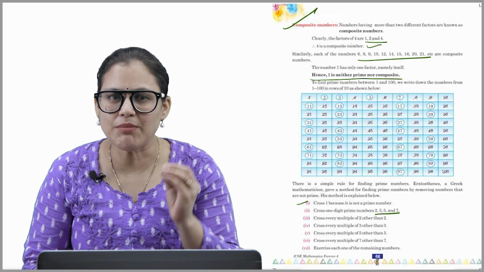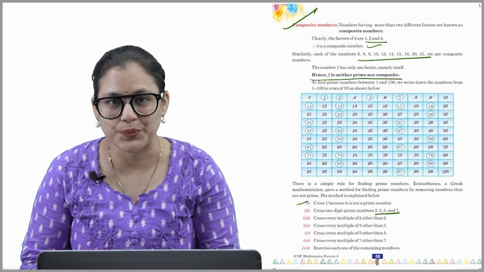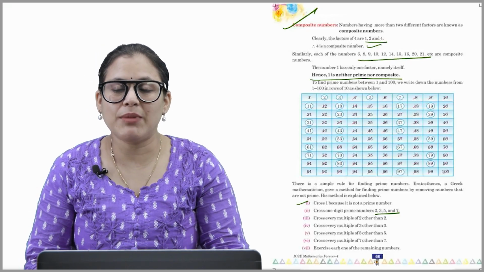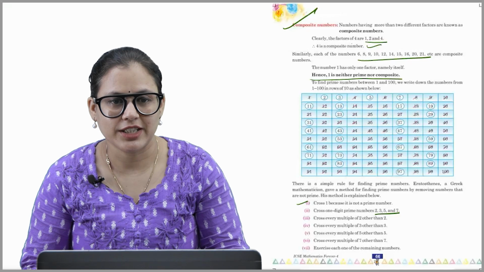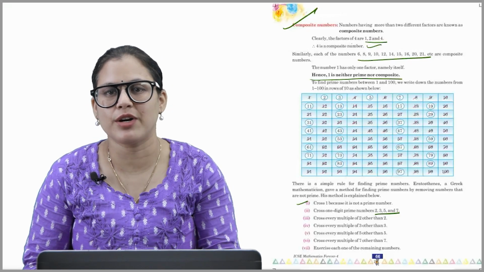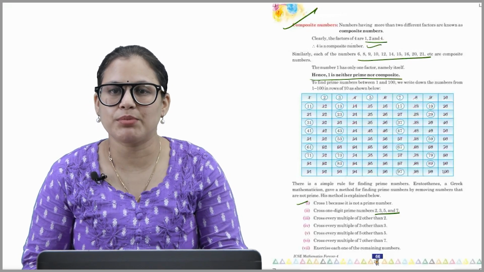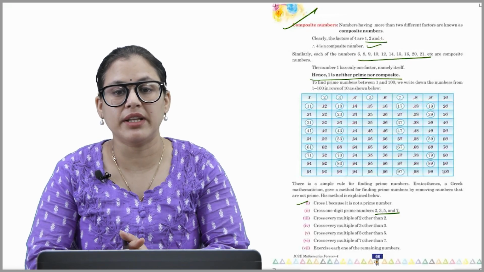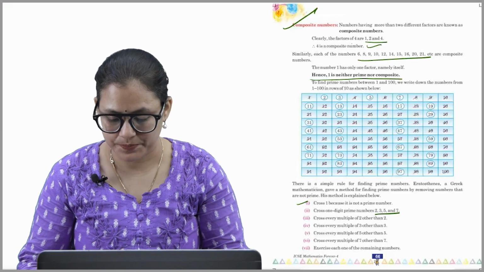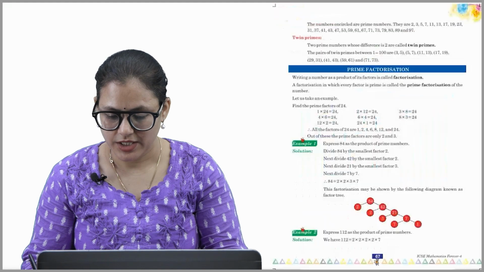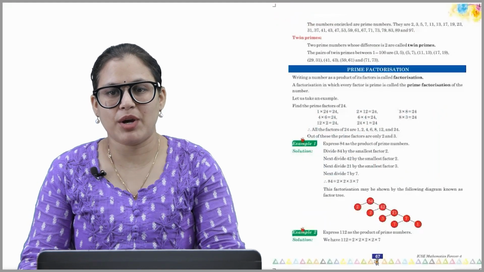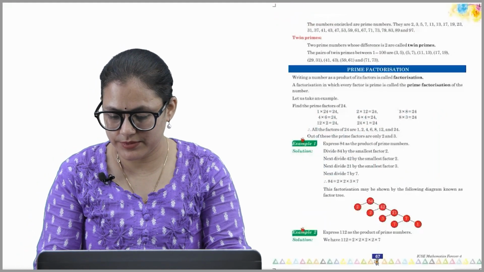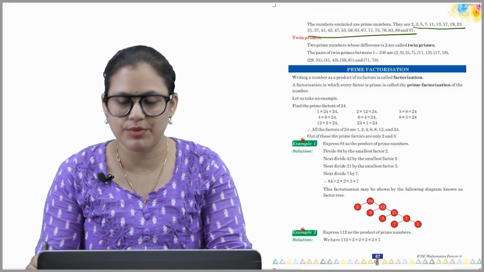Then cross every multiple of 2 other than 2. Then cross every multiple of 3 other than 3. Then cross every multiple of 5 other than 5. Then cross every multiple of 7 other than 7. Encircle each one of the remaining numbers. The numbers encircled are prime numbers. These numbers are prime numbers.